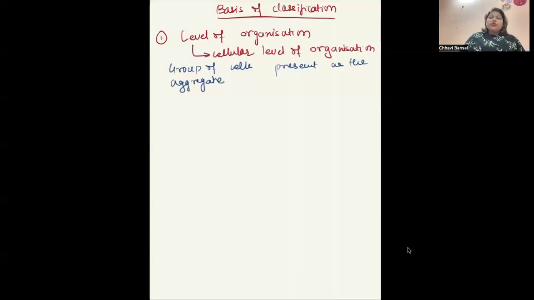They have not formed tissue yet. What is the difference between an aggregate of cells and tissue? See, a tissue should be of the same origin, the same type of cell performing the same function, right? Here, they are not forming any tissue, but they are performing similar function. A group of cells present in an aggregate will be doing similar function. So they do not form tissue.